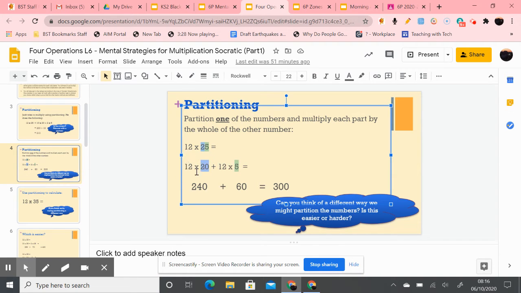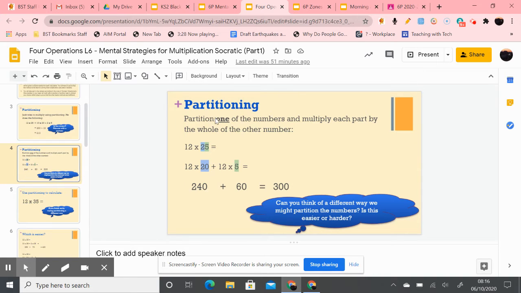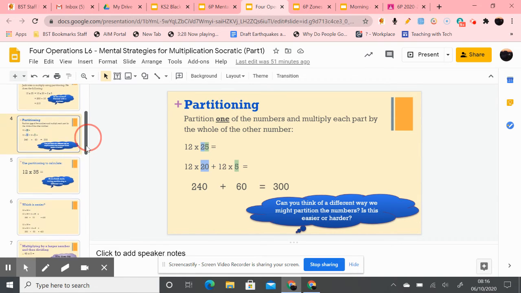Now, 12 times 20, what I can do is say 12 times 2 is 24, and then I can just put the 0, or make it 10 times bigger because I've got one 0, which is 240. Then I can add 12 times 5, which is 60 if I know my times table. So 240 plus 60 is 300, which is the simpler method and actually works. So you only partition one of the numbers, okay? Think very carefully. Don't partition both.